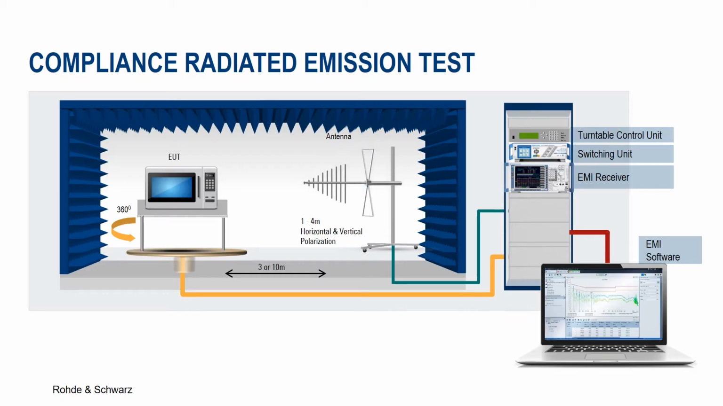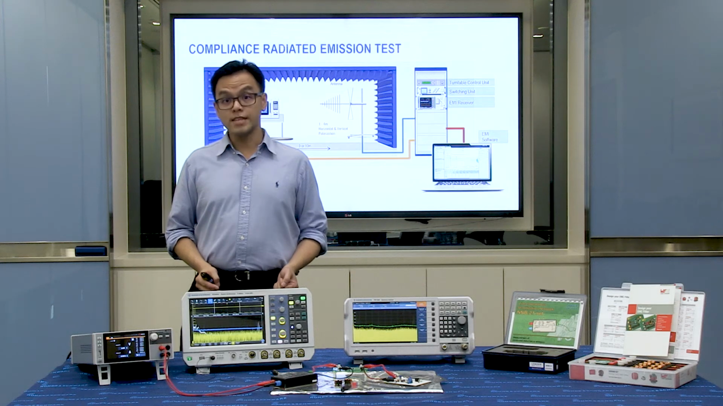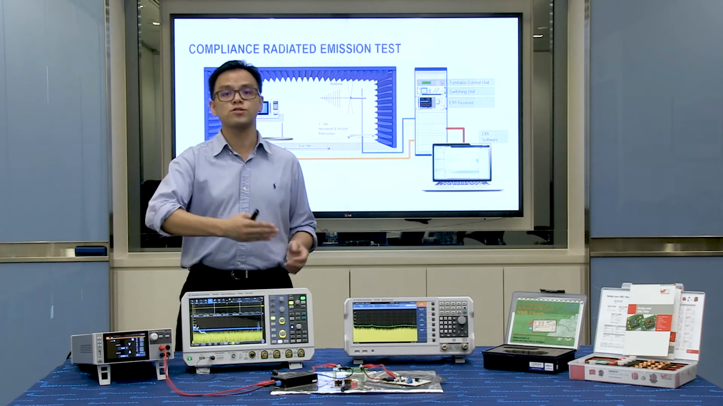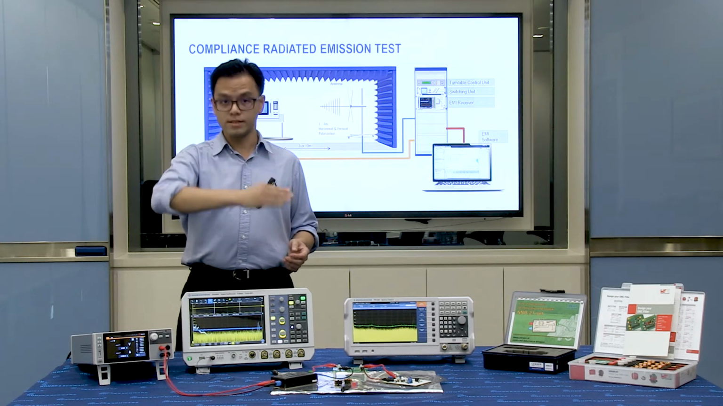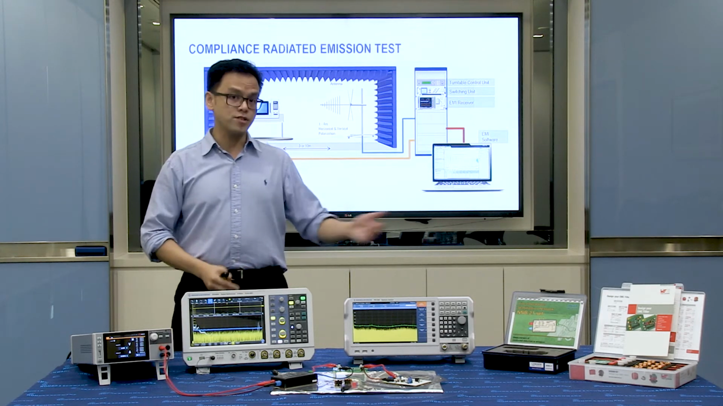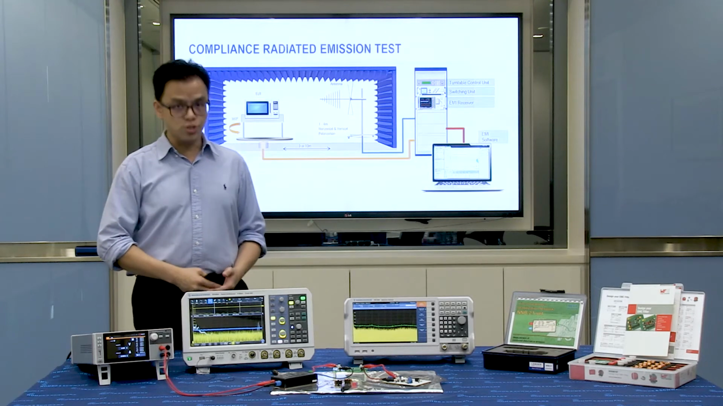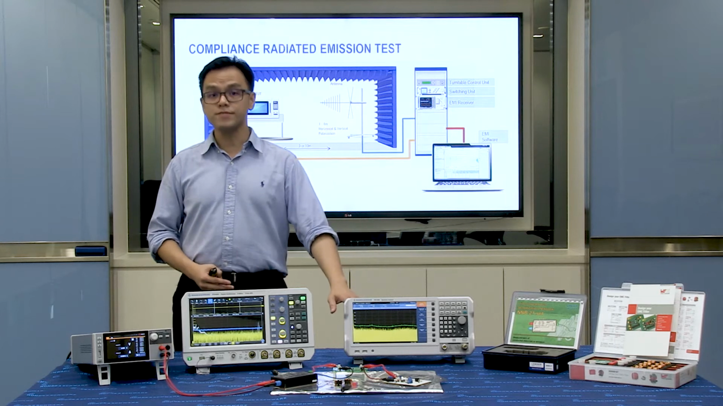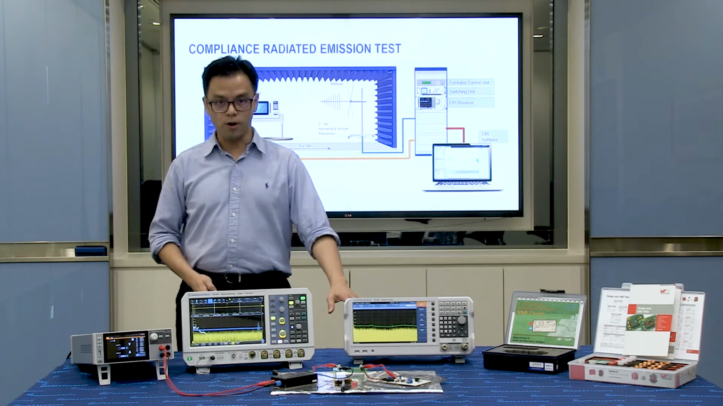Here's a typical compliance radiated emission setup. Usually a chamber is used to reduce environmental noise. The chamber size depends on both the CISPR standard requirement as well as the DUT size. The test usually requires a turntable to rotate the device and a switching unit to control the antenna position and orientation. On the other side of the chamber, a software tool is usually used to automate the whole setup, capturing data from a connected EMI receiver to tabulate into a report.